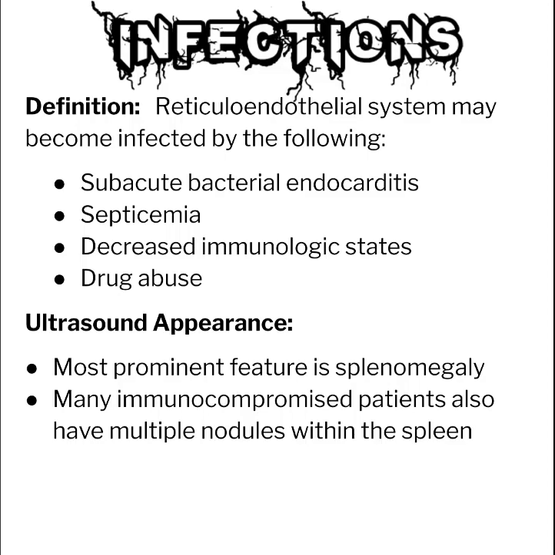That's going to be your most prominent feature in a spleen that is being affected by an infection. And then those who are immunocompromised are likely to develop nodules that kind of go along with the immunocompromised reason that they're exhibiting. And I'll explain that a little bit more in the pictures here.